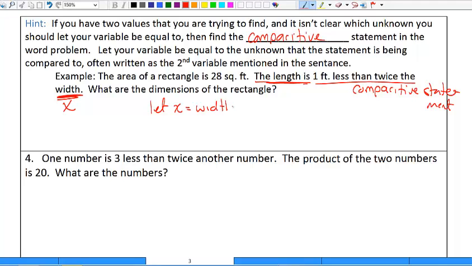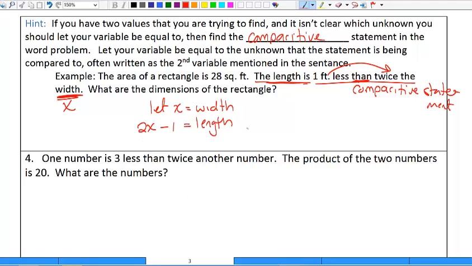This is the easiest way to do it. Technically, you could let x equal the length, but it's so difficult to find out what the width is in terms of length if the length is being compared to the width in this case. So if you let x be equal to the second thing mentioned, or the thing that's being compared to, then when I go back and try to figure out what the length is, it says the length is 1 foot less than, that word than, remember what that word than says? The -1 goes in the back: twice the width, 2x less 1.